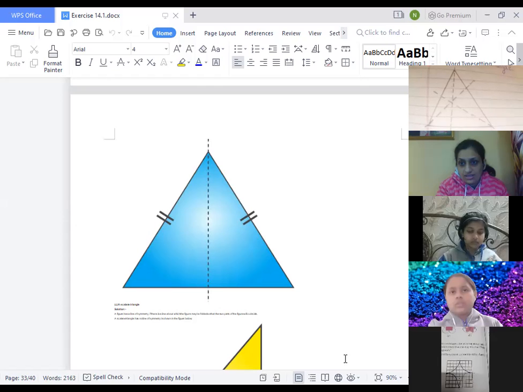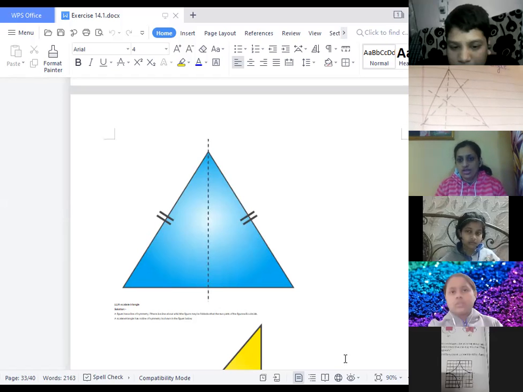Anupriya, the line of symmetry is not drawn properly. Check this diagram again.